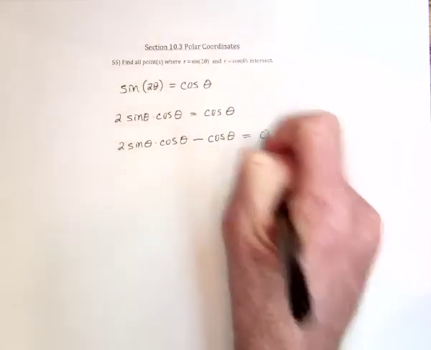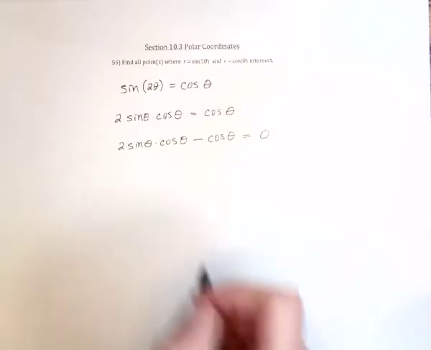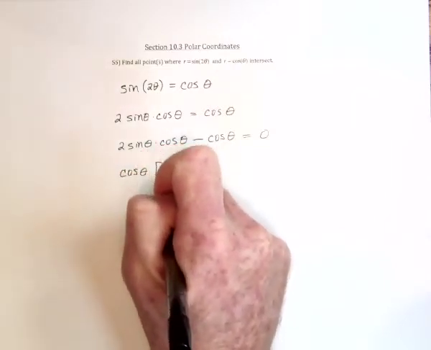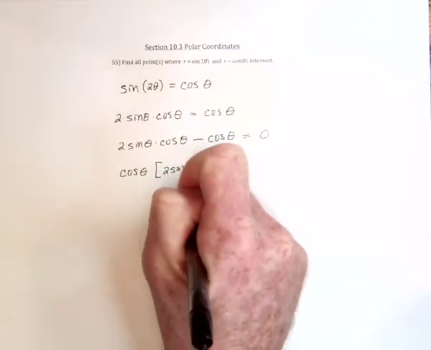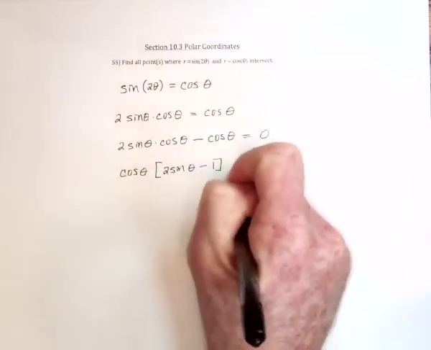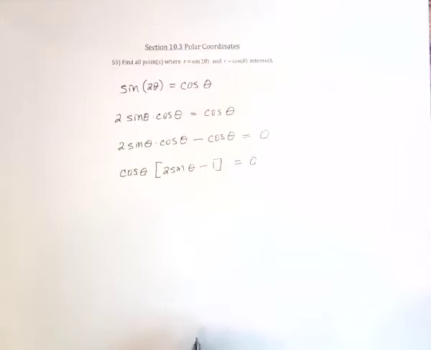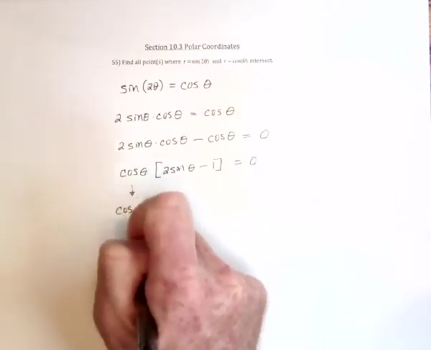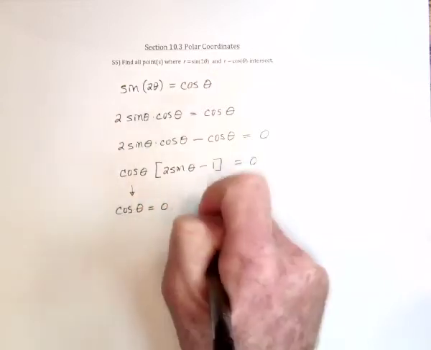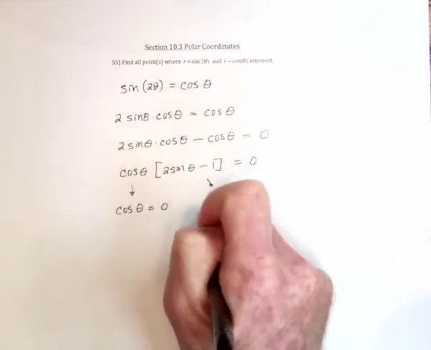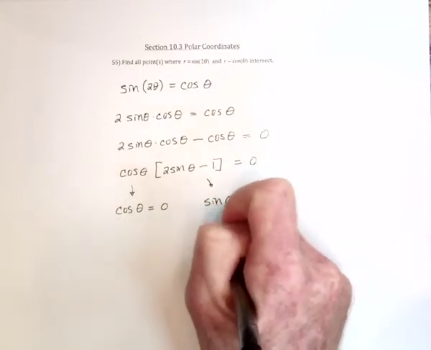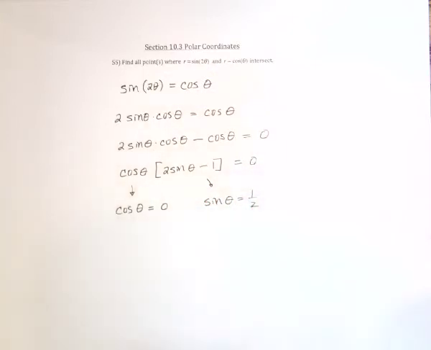So subtract that from both sides. Now it's set equal to 0. Now you can factor it. So cosine of theta gets factored out. Then set each factor equal to 0. So we're going to have when does cosine equal 0? And then this one is going to say, once you move the 1 and the 2 over, when does sine equal 1/2?